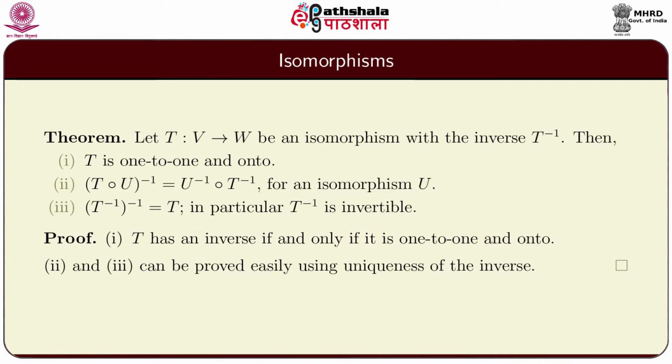So, all we have to do is consider this candidate U inverse circle T inverse and then compose it with T circle U and show that that is the identity operator. And similarly, for the third statement, we consider T inverse composed with T and show that it is the identity operator in both the directions, and that proves this theorem.